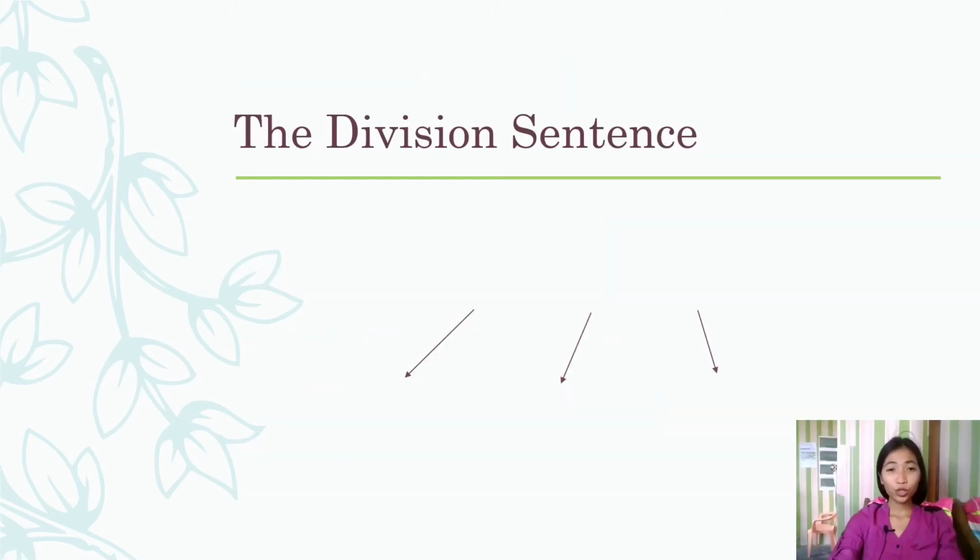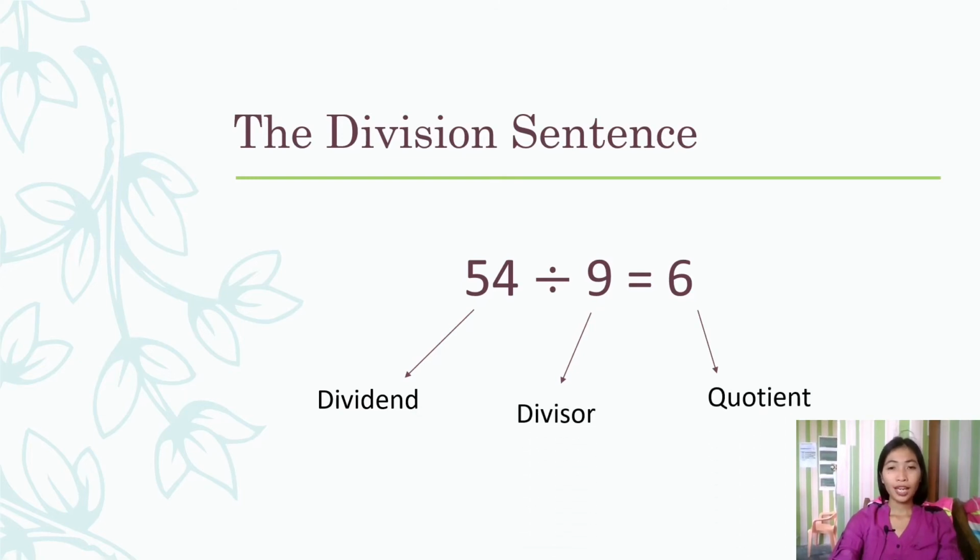Now let us talk about the division sentence. If we have 54 divided by 9 equals 6, we have to remember that 54 is called the dividend, 9 is the divisor, and 6 is the quotient.